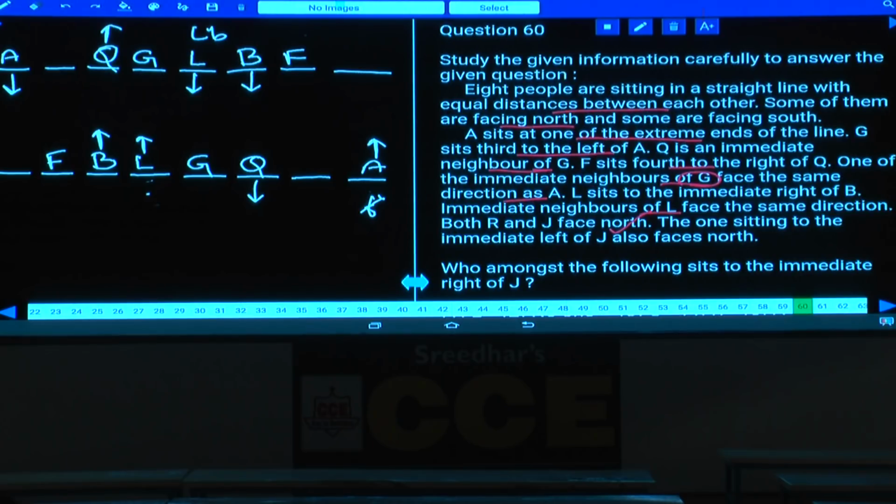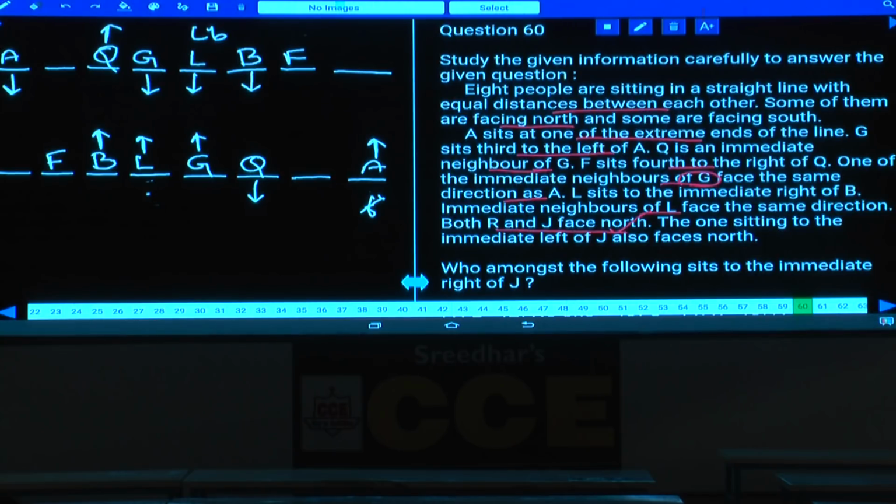Immediate neighbors of L is what? Immediate neighbors of L face the same direction. L's immediate neighbors, that is B and G, are facing the same direction. Next one. Both R and J face north. R as well as J are facing north.